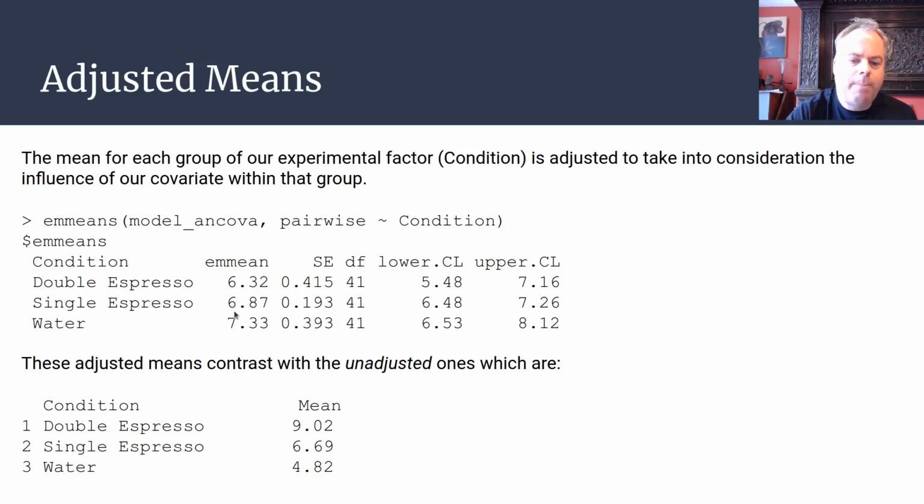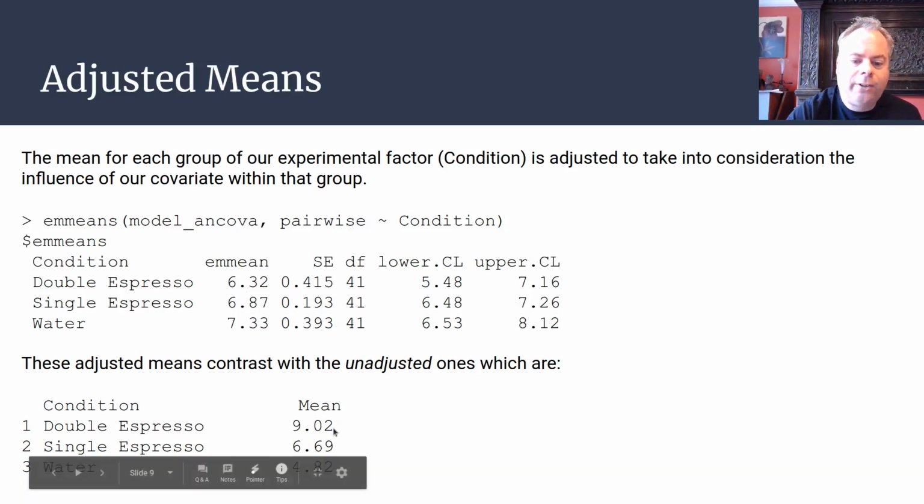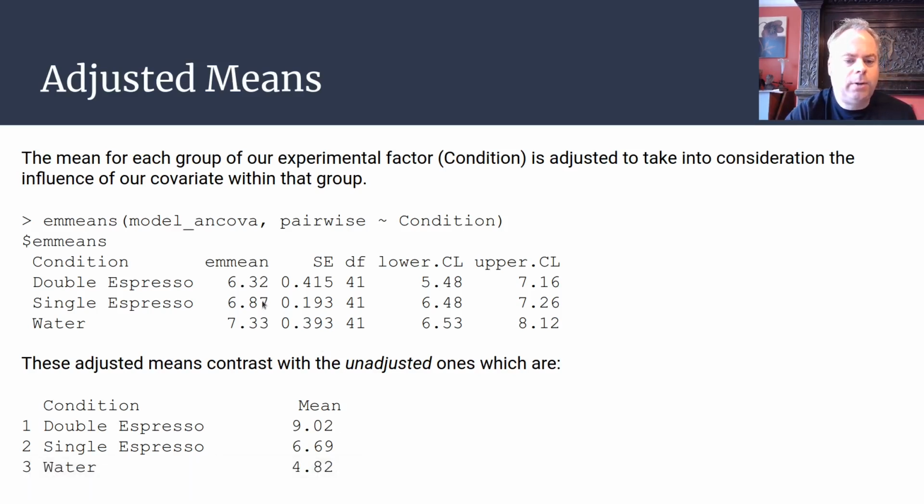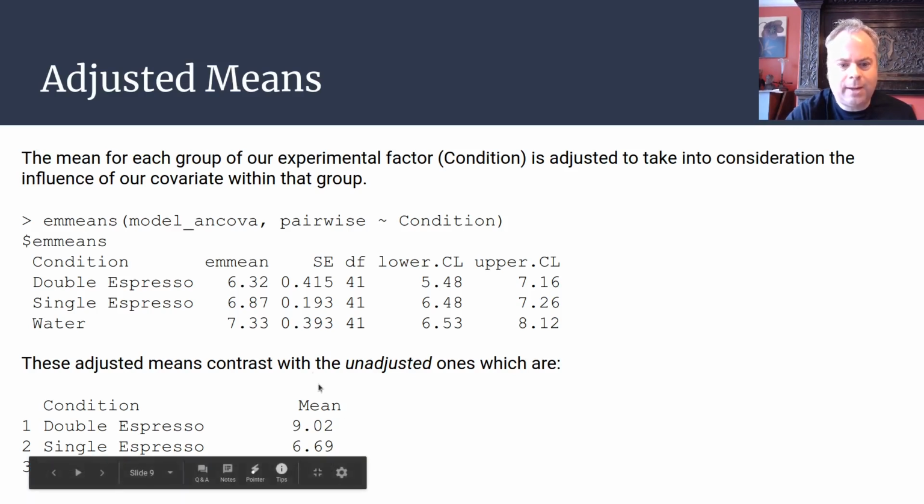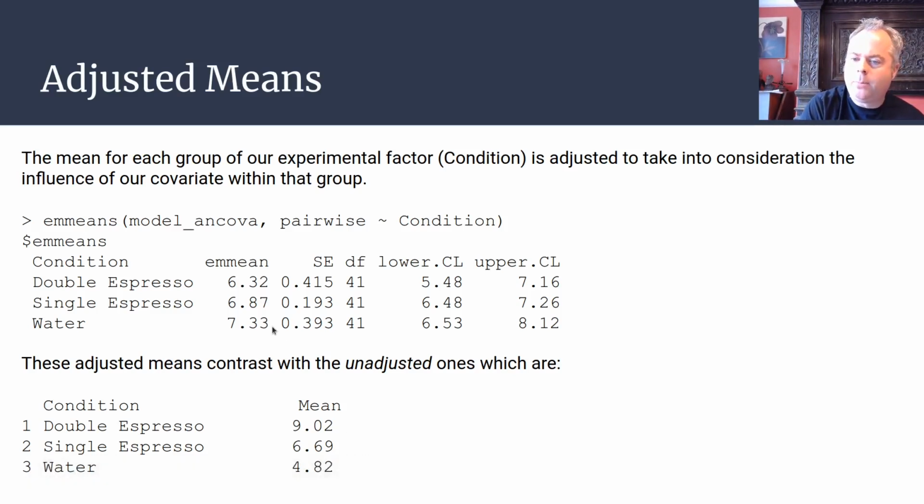So these are the adjusted means, taking account of the influence of our covariate. We actually see that the double espresso estimated marginal mean, the adjusted mean, is 6.32, which contrasts with the unadjusted mean, which was 9.02. The single espresso adjusted mean is 6.87, which contrasts with the unadjusted mean, which was 6.69. And finally, the water group's adjusted mean, taking on board the influence of our covariate, is 7.33, whereas the unadjusted mean, the raw descriptive, was 4.82.